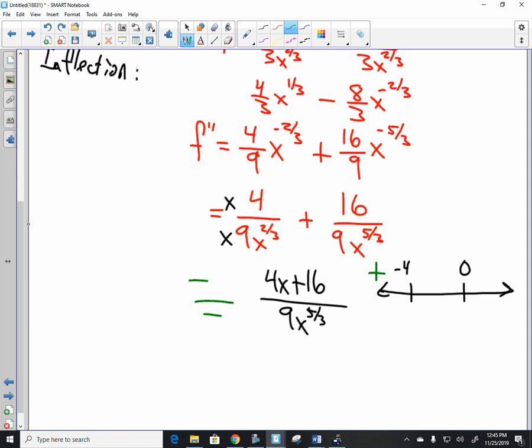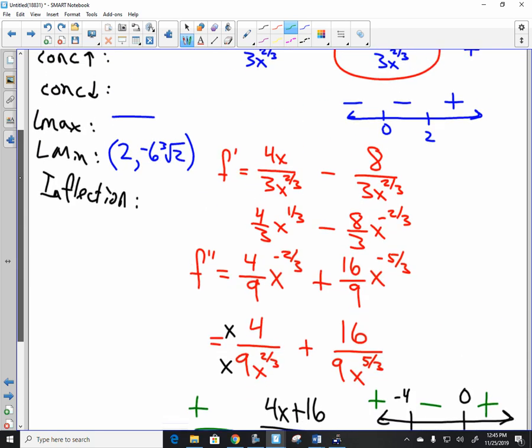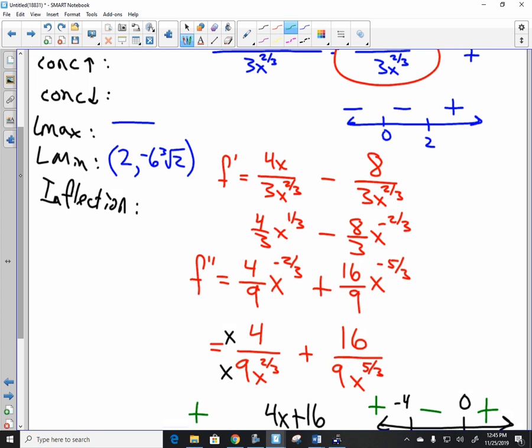Okay, what number between negative 4 and 0 do you want to plug in? Negative 2. 1 is not between negative 4 and 0. 4 times negative 2 plus 16, positive or negative? Positive. If I plug in a negative, the bottom is going to be negative, so I get negative. Rachel, what would you like to plug in? 1. And we get positive over positive, which is a positive. What does that tell me?